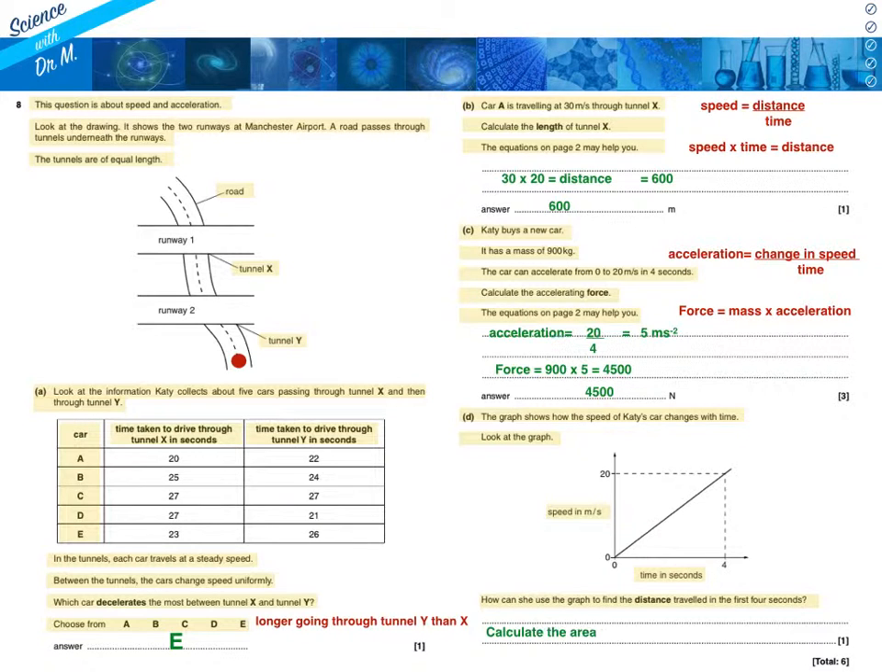In this case, we would be able to calculate it by multiplying the time, which is 4 seconds, by the speed change, which is 20, and then we divide it by 2 because, of course, it is a triangle. It hasn't asked us to calculate it. It has said how would we find it out. So simply we can just answer: calculate the area under the graph, and that would get you your 1 mark. Okay, thanks.